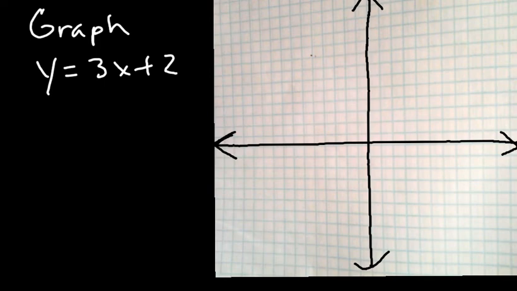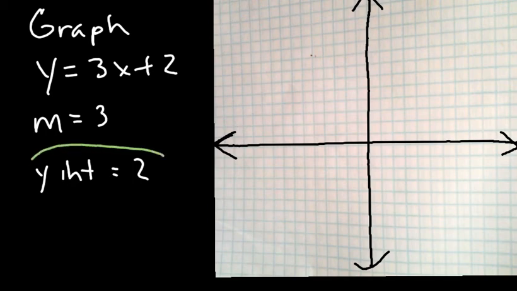Sometimes when they give it to you, it's already in slope-intercept form. So you don't have to change anything. You only change it if it's not in the right form. So this one is. So the slope is 3 and the y-intercept is 2.